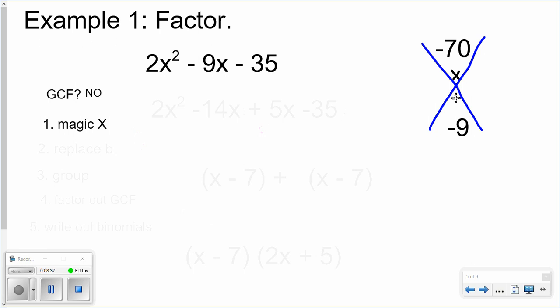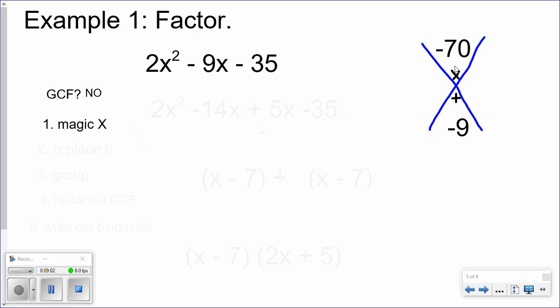This is the longest part, where you're trying to figure out what goes in it. My suggestion would be to start with whatever you're multiplying. Just start working with numbers, like what multiplies up to 70. You could do negative 7 and 10, but that won't add up to negative 9. You could do negative 10 and 7. That does not add up to negative 9. You can do 2 and negative 35. Doesn't add up to negative 9.